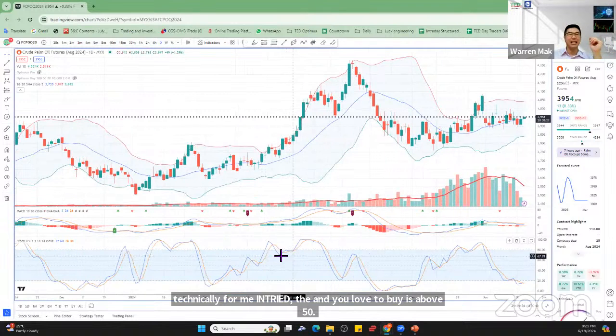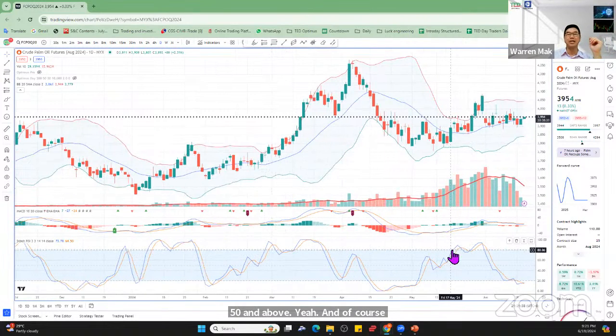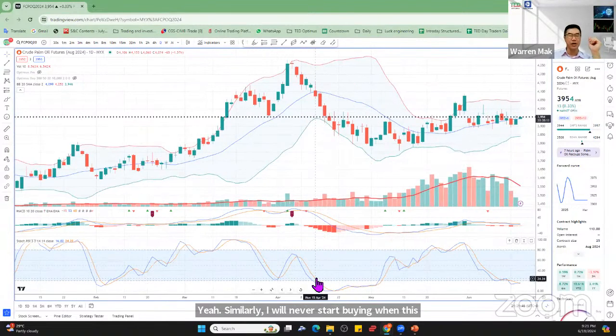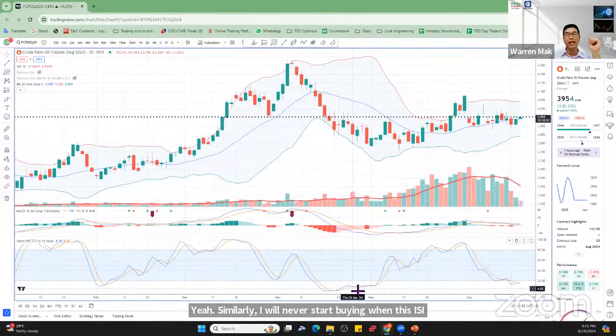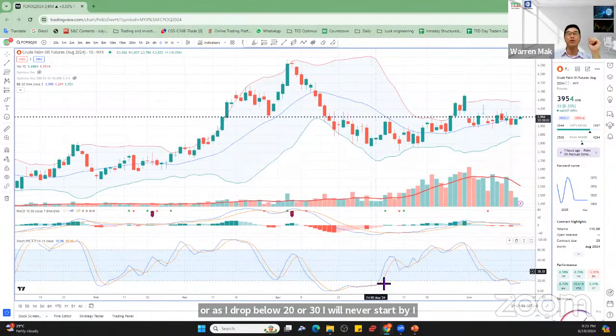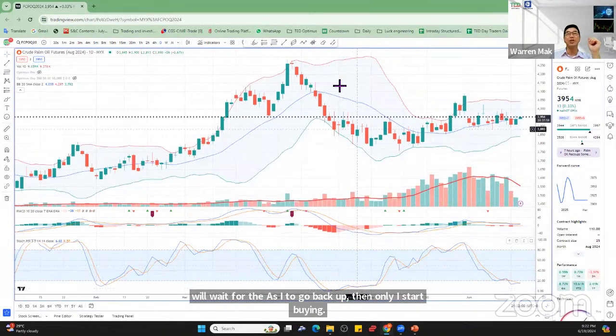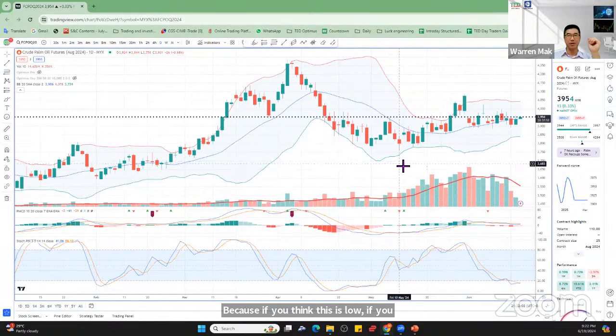Of course, I love to see all of this above 70, 80, which is very, very strong. Similarly, I will never start buying when the RSI or stochastic RSI drops below 20 or 30. I will wait for the RSI to go back up, and then only I start buying. Because if you think it is low, it will get lower. This is the problem.